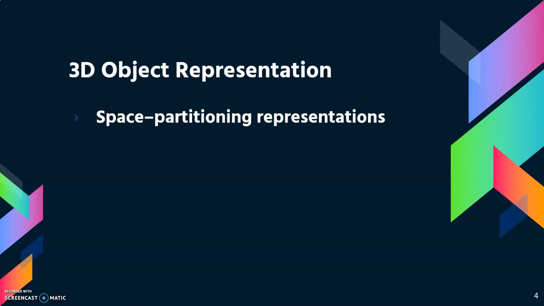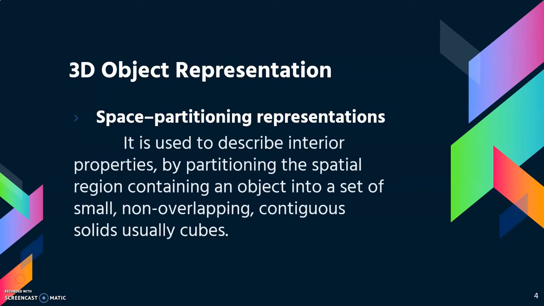The next category is space partitioning representations. It is used to describe interior properties by partitioning the spatial region containing an object into a set of small, non-overlapping contiguous solids, usually cubes. So, we will be partitioning the spatial region which contains the object into a set of cubes. Okay, and we'll represent the objects in the form of different non-overlapping solids, that is cubes.